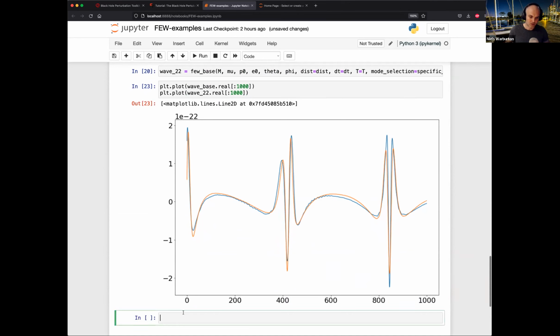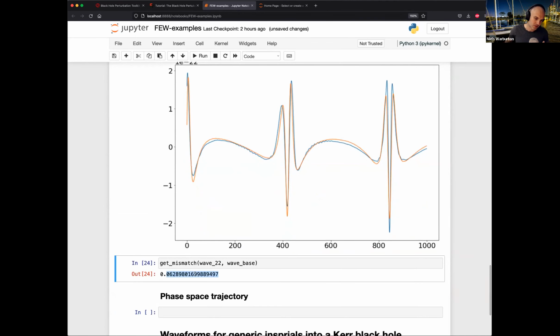Something else we can do is we can then compute the mismatch between these two, assuming a flat noise. And you see it's not terrible, it's perhaps not great either. So just compute the mismatch between those two waveforms for 1/10 of a year. Okay.